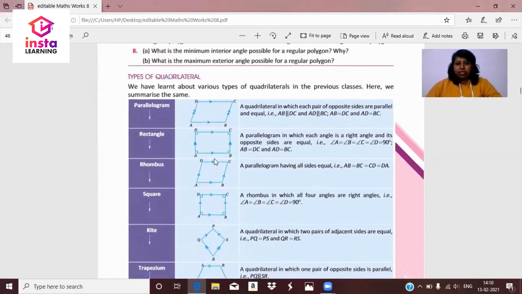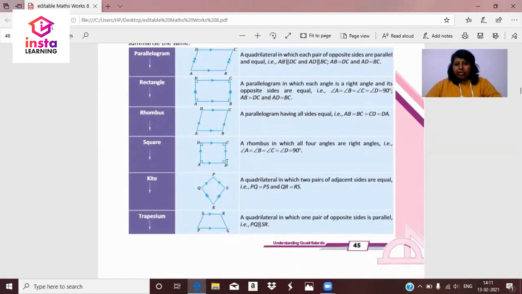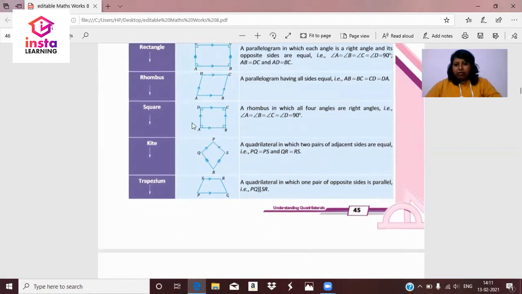What are all these? A parallelogram is a quadrilateral in which pairs of opposite sides are parallel and equal. This is ABCD. So AB will be equal to DC and AD will be equal to BC. In a rectangle, all the opposite sides will be equal. AB will be equal to CD and BC will be equal to AD. In a rhombus, all the sides will be equal. In a square, all the sides will be equal.